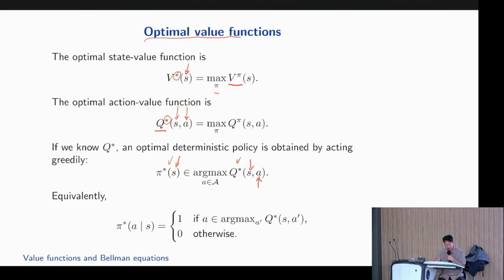In other words, we have a deterministic optimal policy where it's 1 if A is the argmax of Q star. So we insert all possible actions here, look up the Q values, and whichever action has the highest Q value, that's the action we're going to take. Because by the definition of the optimal action value function, if we act optimally, we're expected to get that much return.